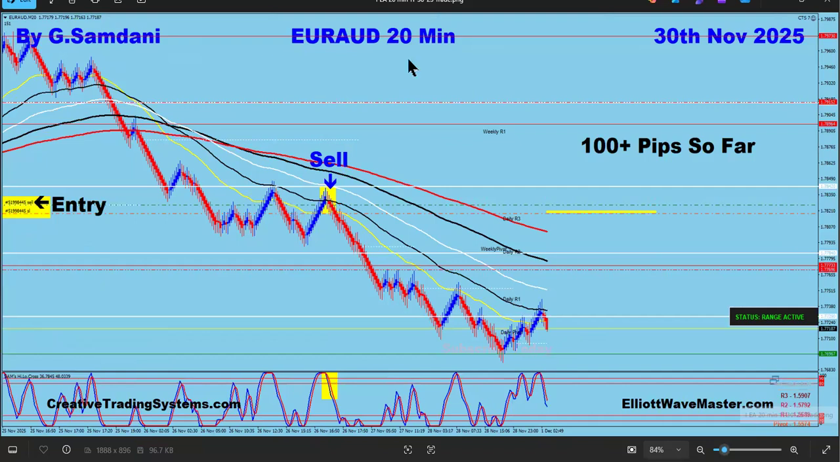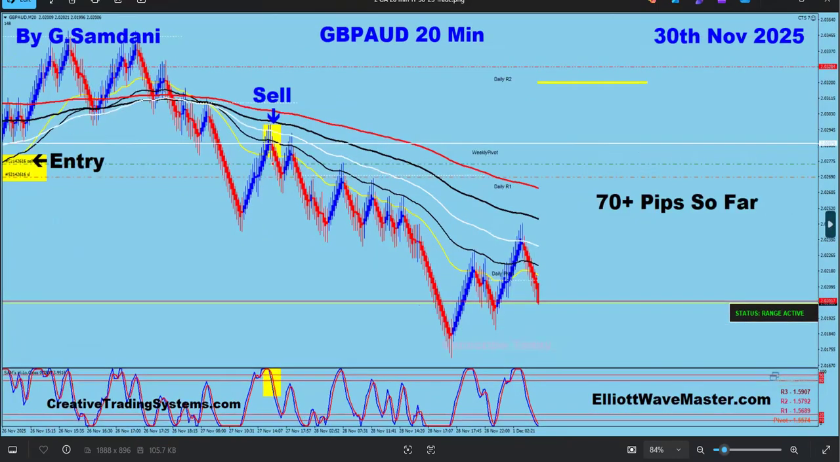So this is the Euro Aussie 20-minute chart. I'm gonna go quickly. This is the sell order. You know how my system works, right? So this is the entry. This is 100 pip on the 30th, November 30th, and then on the 30th, pound Aussie as well.